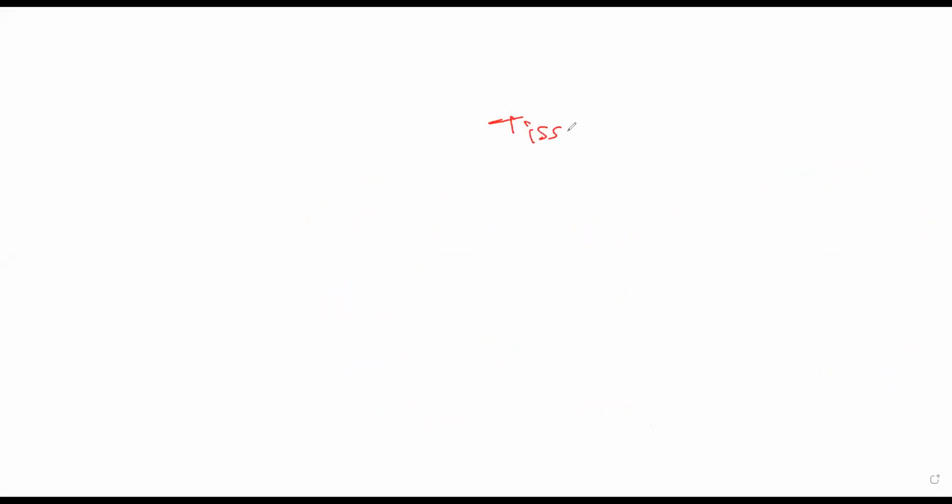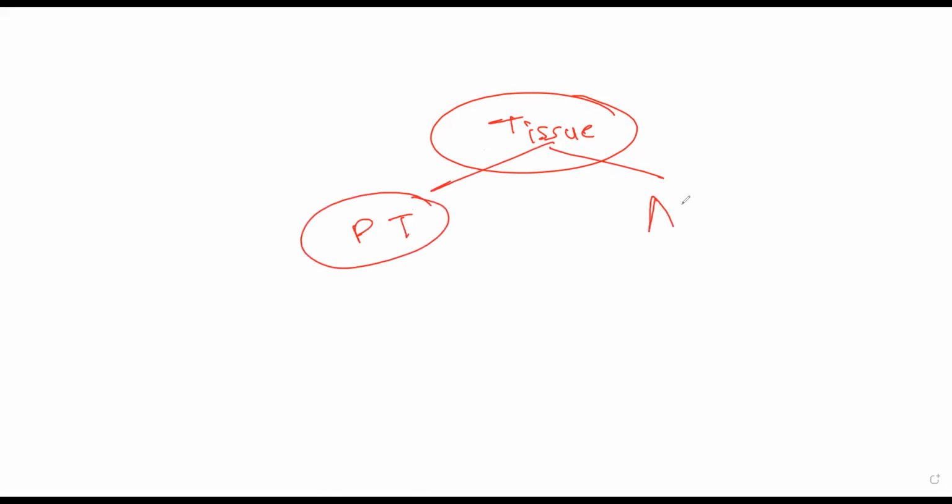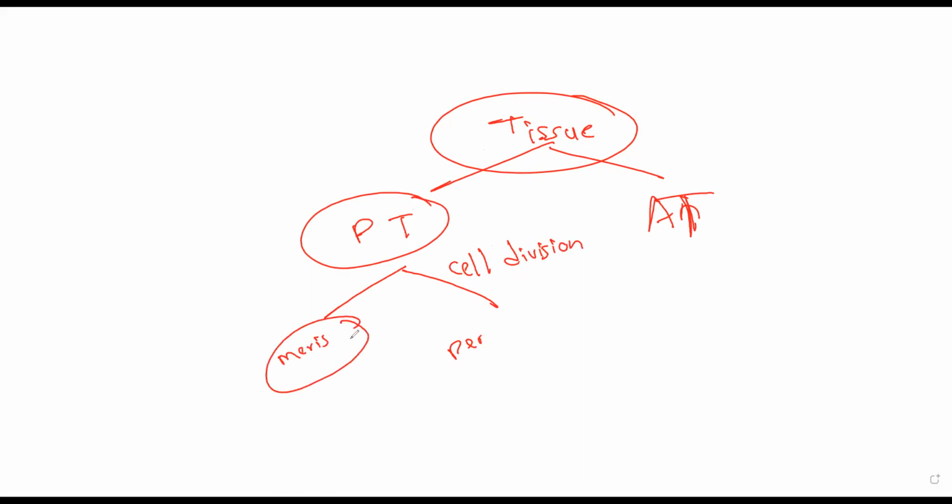First we studied the definition of tissue. Tissue means a group of cells with a common origin that has been modified to perform a particular function. There are two sections in this unit: one is plant tissue, and another is animal tissue. In plant tissue, there are two types based on cell division: the meristematic tissue and the permanent tissue. I told you meristematic tissue is like a baby.